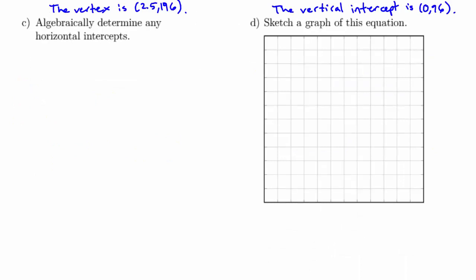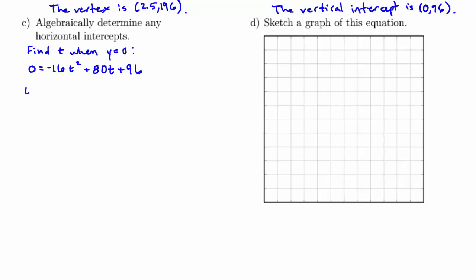Next, we'll algebraically determine the horizontal intercepts and sketch a graph of this equation. The horizontal intercepts are going to occur when y equals 0, and we need to find the value of t for which that's true. So we need to find t when y is set equal to 0. Setting up this equation, we'll solve 0 equal to negative 16t squared plus 80t plus 96.